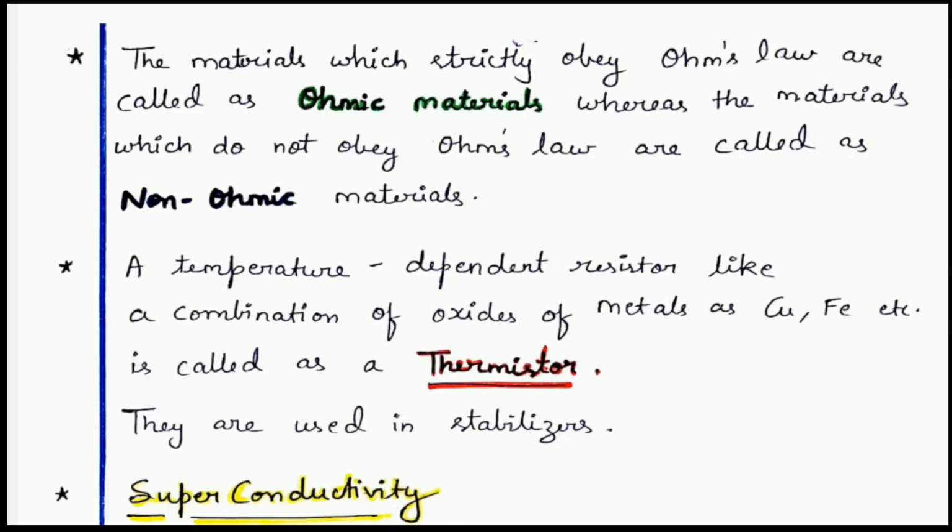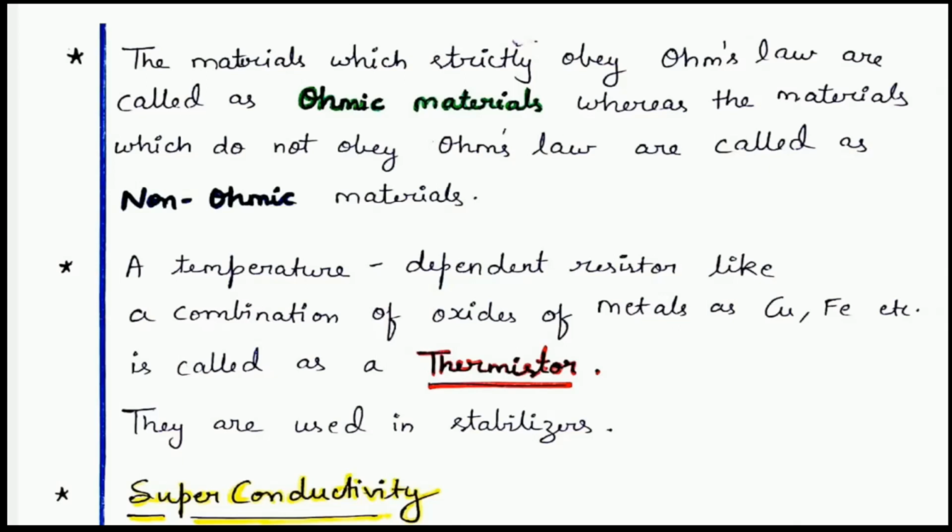Next, there is a substance called a thermistor. The word thermistor is a combination of thermo, which means temperature, and istor, which means resistor. So a temperature dependent resistor is called a thermistor. That means if the temperature changes, the resistance value will change very sensitively. Such a substance is called a thermistor.